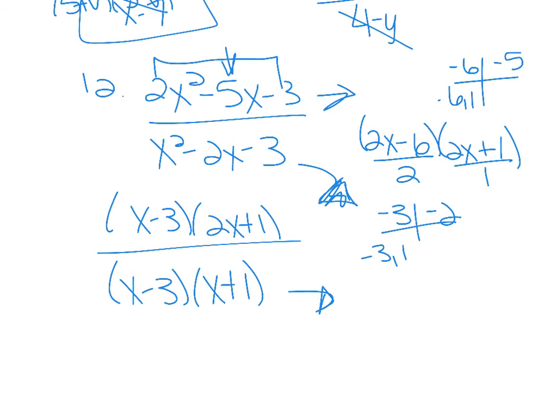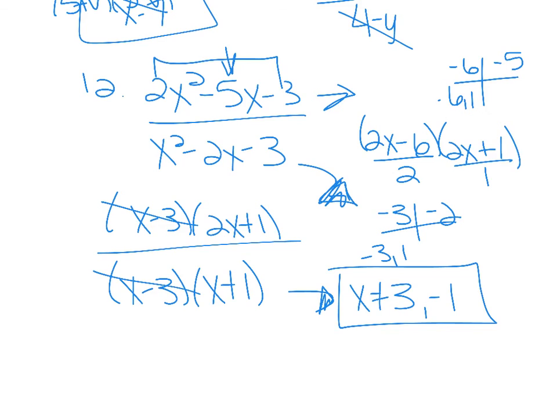For my excluded values, if x minus 3 equals 0, x would have to equal 3. If x plus 1 was 0, x would have to equal negative 1. So those are my two excluded values, 3 and negative 1. And then if we cancel out our common factors, we should have 2x plus 1 over x plus 1.